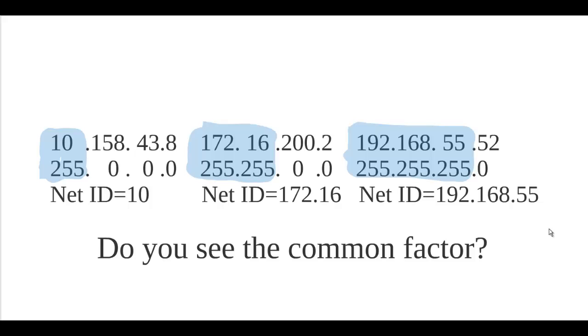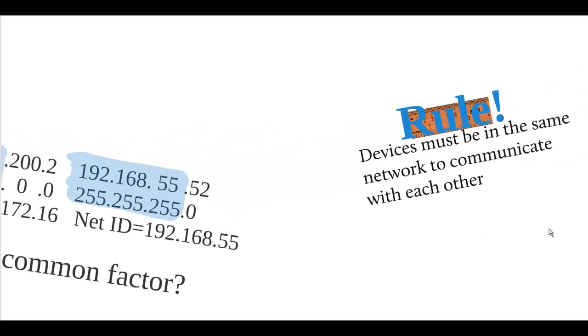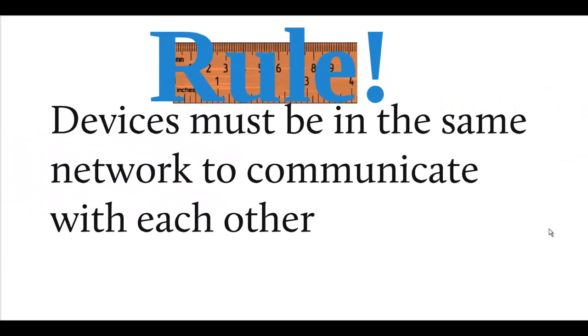Common factor. Look where the subnet is in relation to the net ID, or network identifying portion, of the IP address. Do you see it? You should. It's blue. Look, it's right there. It's blue. Very good.